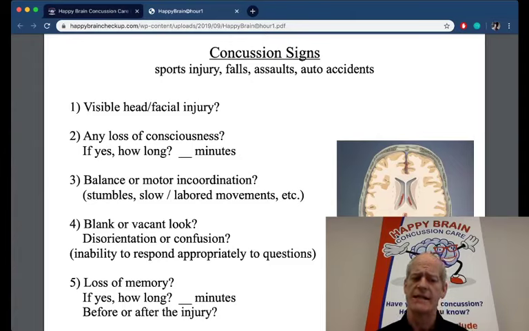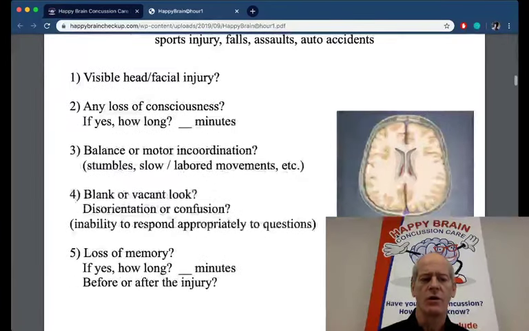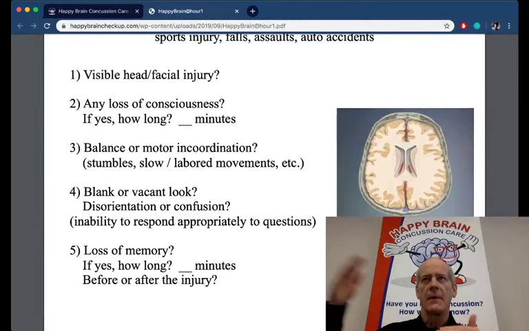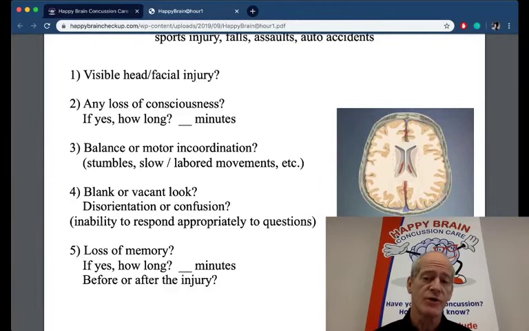And if that person has an inability to respond appropriately to questions, hey, do you know what day it is? Thanksgiving? We're not in the month of December. This is February. Something's not right here. If they're having excessive emotional reactions or slurred speech, those are also signs of concussions.